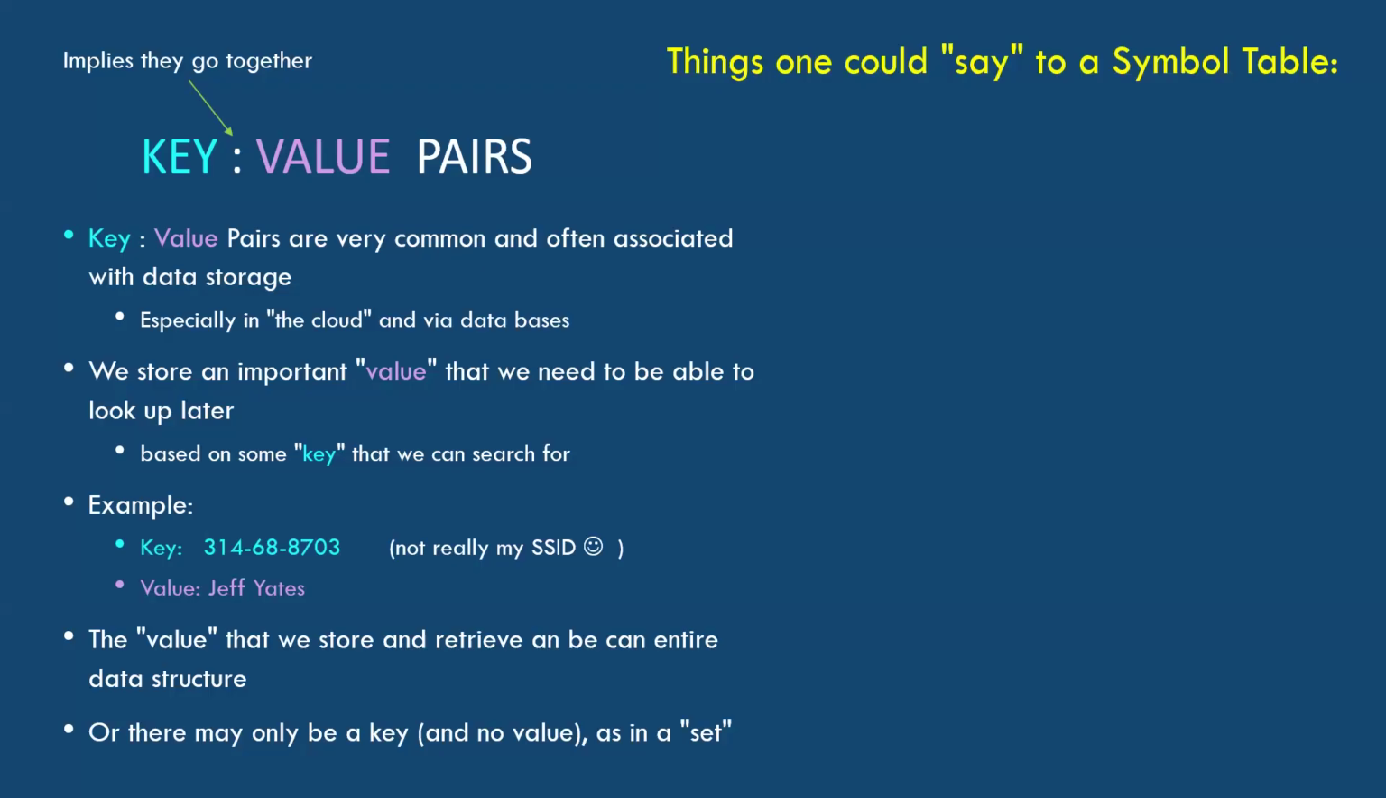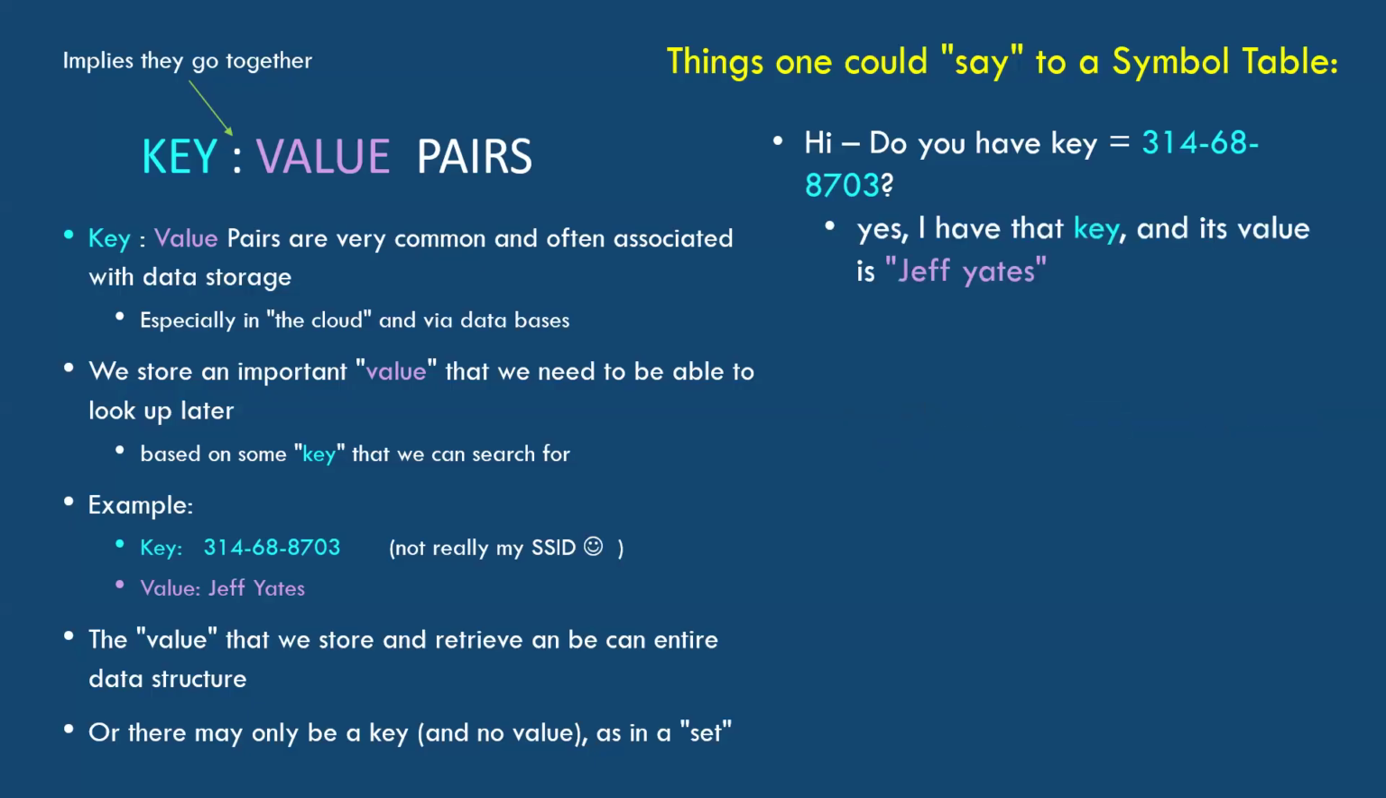So things you might say to a symbol table: do you have key 314688703? That's like, given a key value, in this case a social security number, asking for an associated value. And it might come back with, yes, that would be Jeff Yates. That's not my social security number, but just in case. Or, hey, is absquatulate a real word? Yes or no.